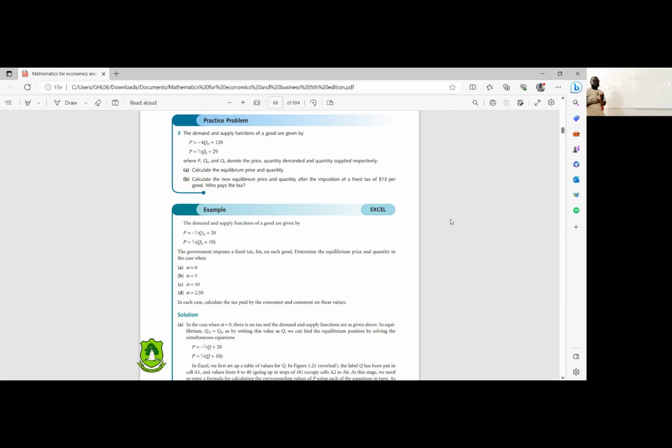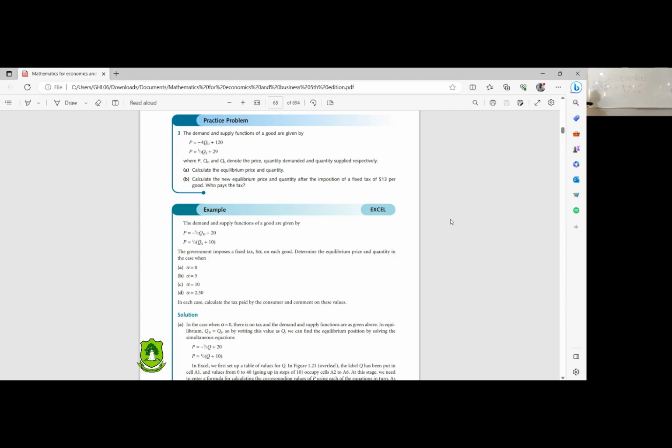Among the factors affecting supply, excellent, cost of production. Because this particular tax will affect what? The supply. It will affect the supply through the cost of production. And what will happen if the tax is imposed? The tax will increase the cost of production, and once the cost of production increases, supply will fall. Is that not it? Okay, so today we are going to introduce taxes.